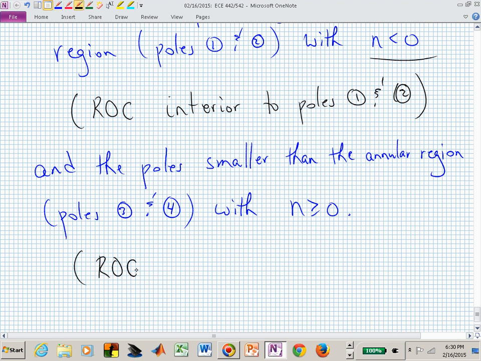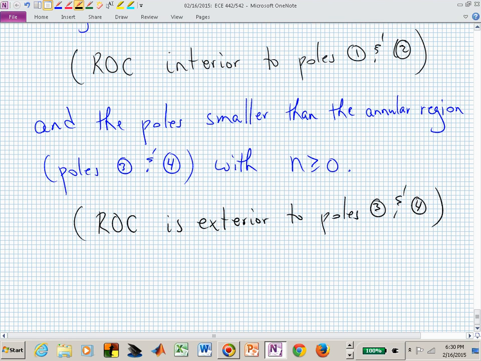or we could say that the region of convergence is exterior to poles 3 and 4. No matter where 3 and 4 are, if 3 and 4 are at 1 and 1.5, then we have 1 to the n and 1.5 to the n. Would those be bounded or unbounded? Relative to n being positive.